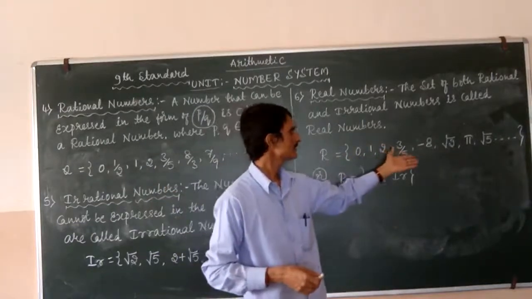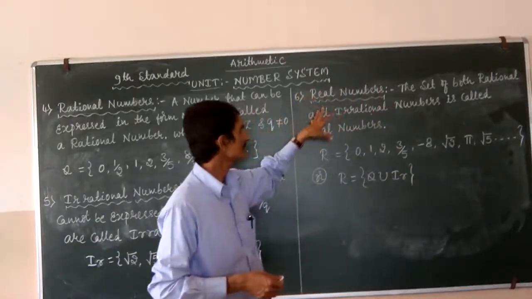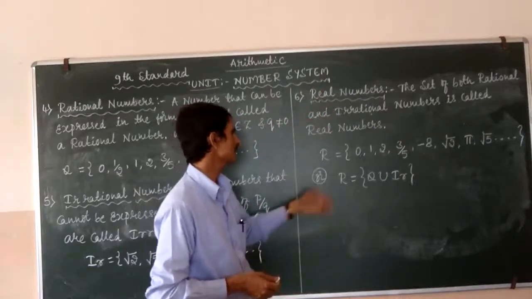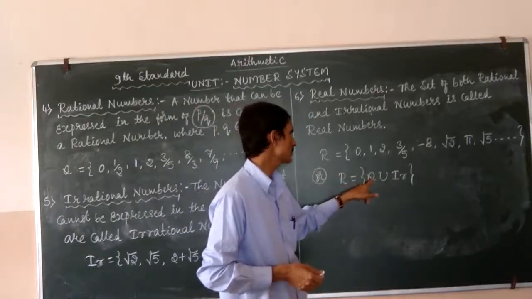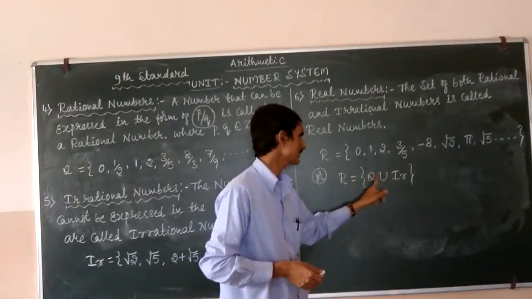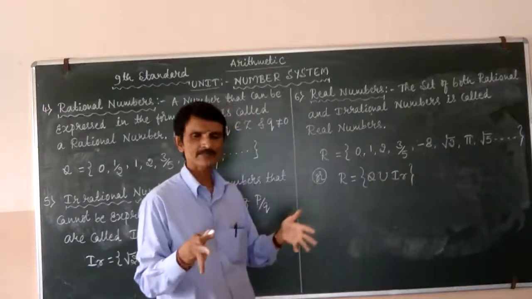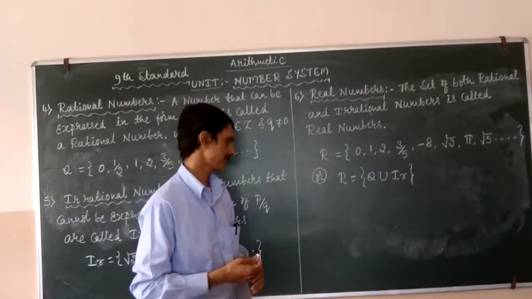Therefore, it is the mother of all these sets. Or simply we can write R equals Q union IR. It is a union of Q and IR, that means a union of rational numbers and irrational numbers.